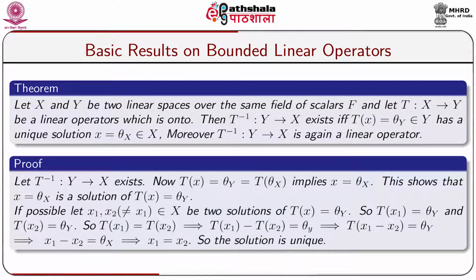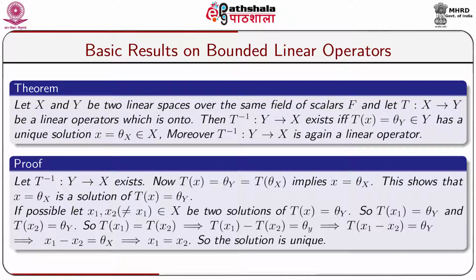Now we take a theorem. Let capital X and Y be two linear spaces over the same field of scalars capital F, and let T be a transformation from X to Y, that is T from X to Y is a linear operator which is onto. Then T inverse acting from capital Y to capital X exists if and only if Tx is equal to theta y, which is an element of capital Y, has a unique solution x equal to theta x belonging to capital X. Moreover, T inverse from Y to X is again a linear operator.